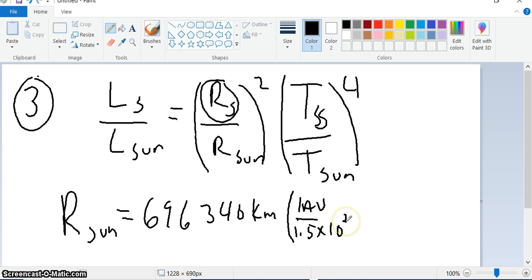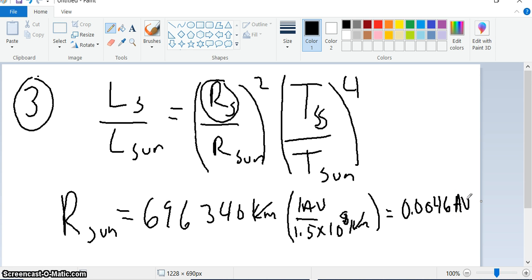It turns out that there's 10 to the 8th kilometers in 1 astronomical unit. So notice the kilometers cancel, and you take the size of the sun divided by 1.5 times 10 to the 8th, and you get a very small number: 0.0046 astronomical units, or AU.